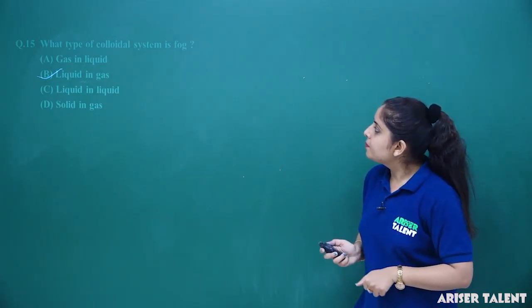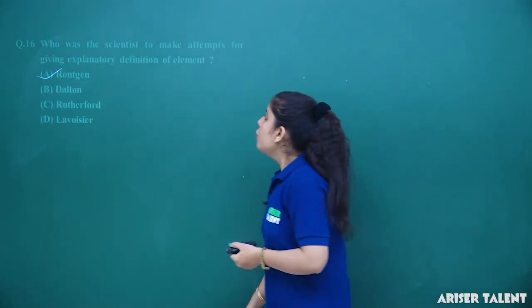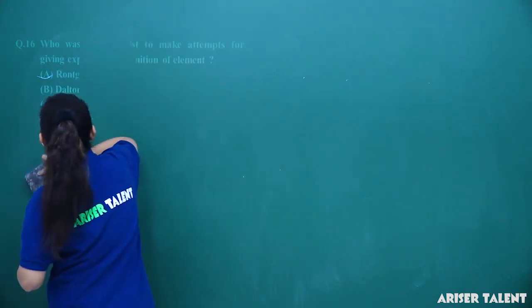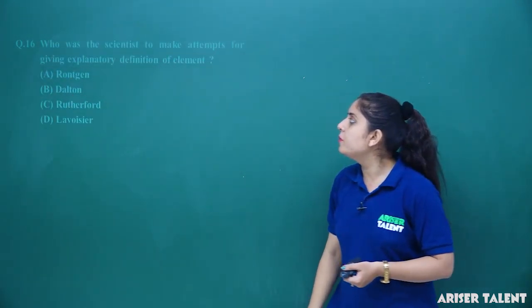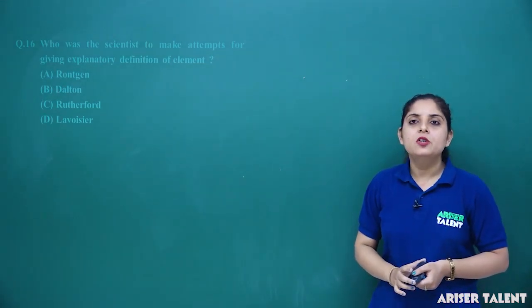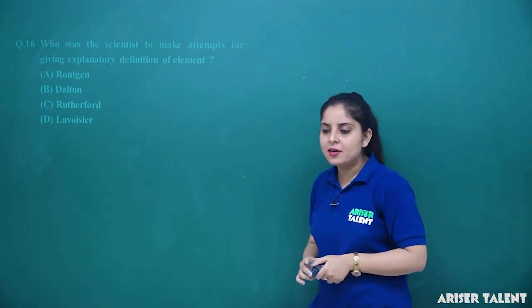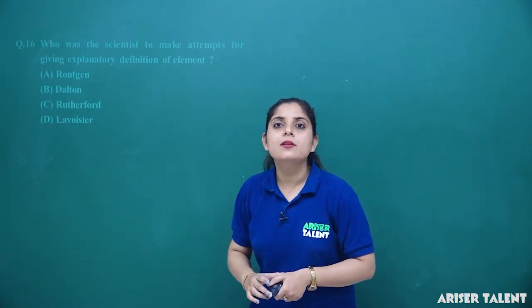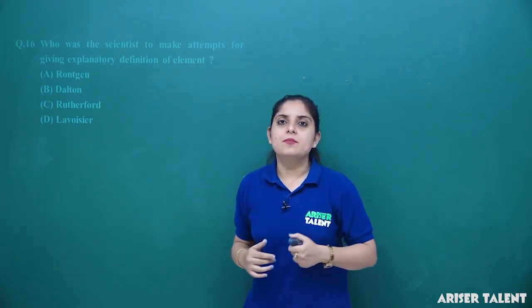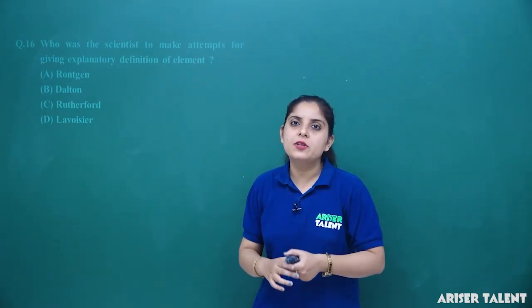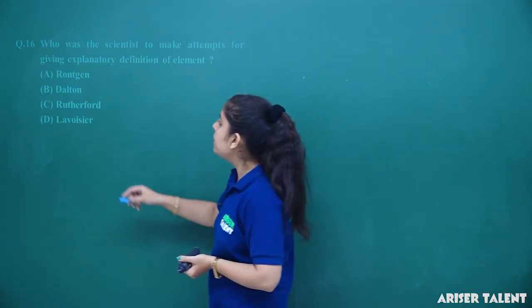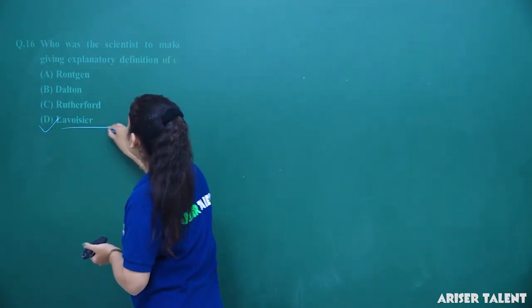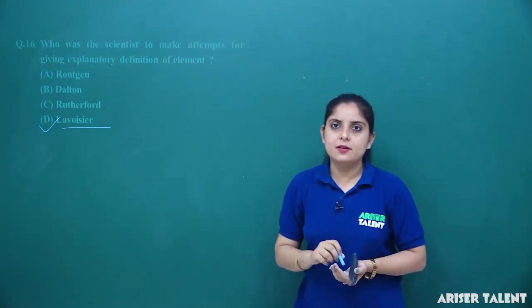Next question. Who was the scientist to make attempts for giving the satisfactory explanation of the definition of element? So who defined the elements here? This is actually a question from your 10th class, but it is NTSE level, so we have to discuss it here. Lavoisier is the only scientist who gave the theory of elements here. So you have to learn this name, that is option number D, Lavoisier. Clear?